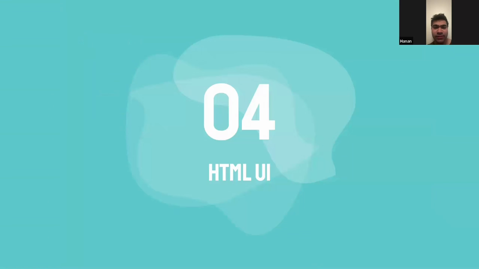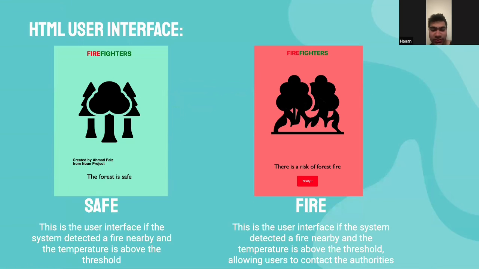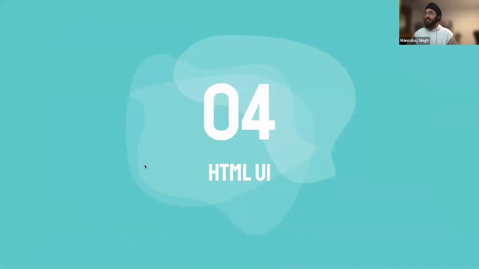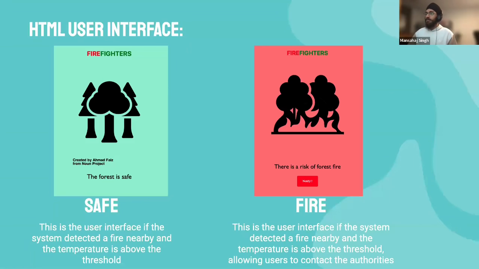So moving on to the next slide. So this is the UI I've made using HTML and CSS. For the photos, I've used SVGs so that it's accessible and it's easy to understand by anyone who's looking at the website. This UI has been designed in such a way that it's really easy to understand and accessible by every person so that it's easier to detect fires.